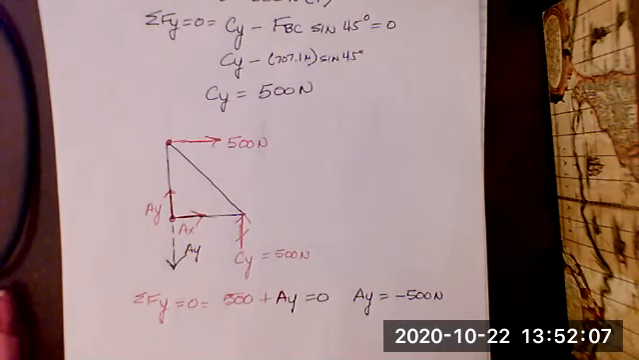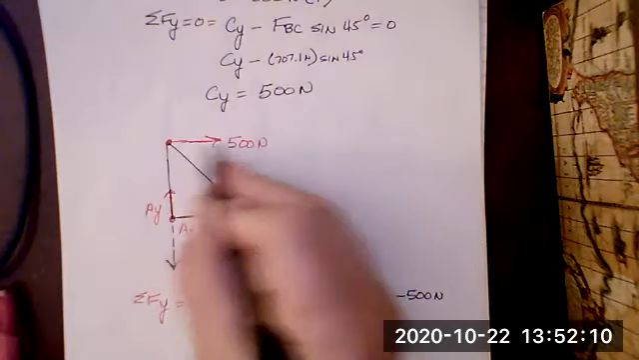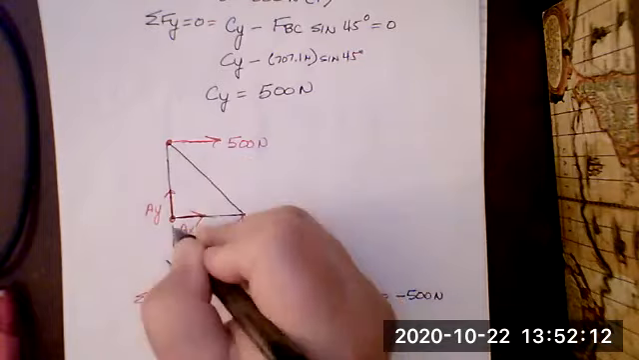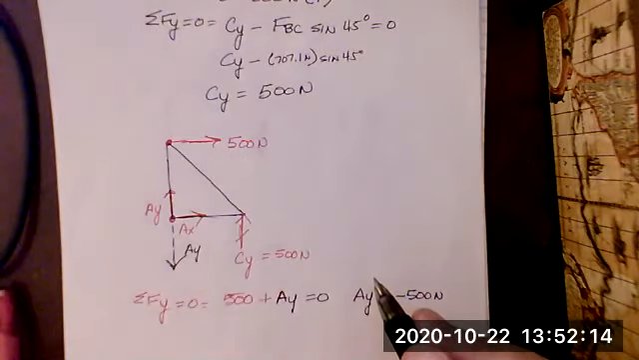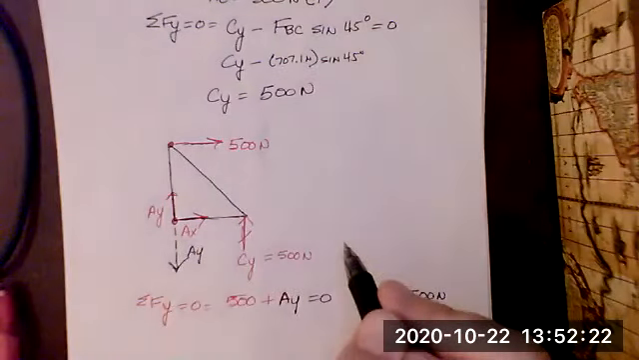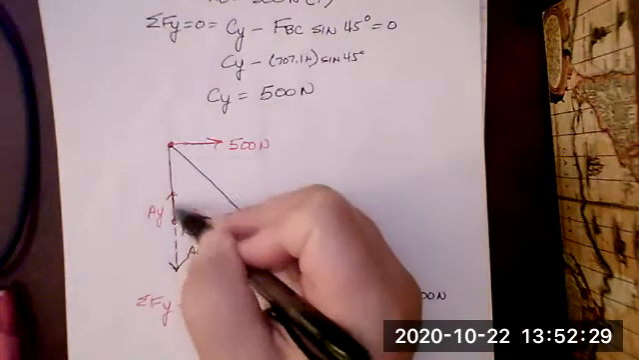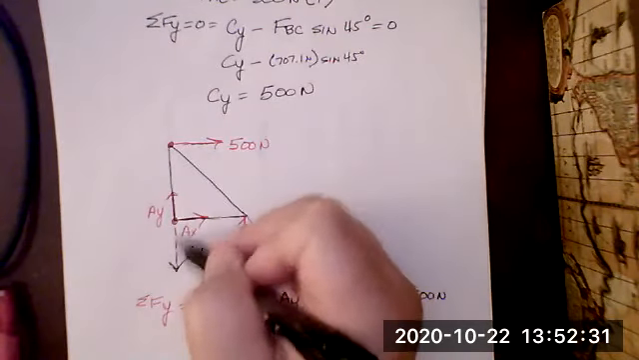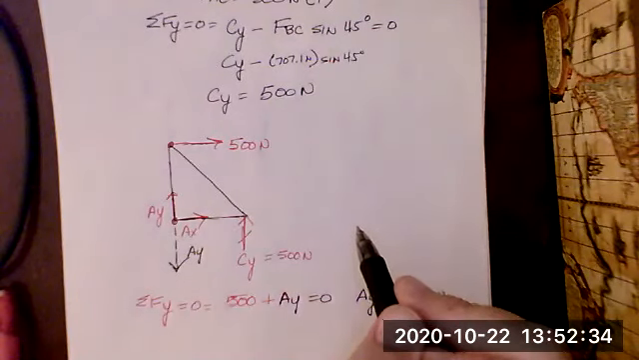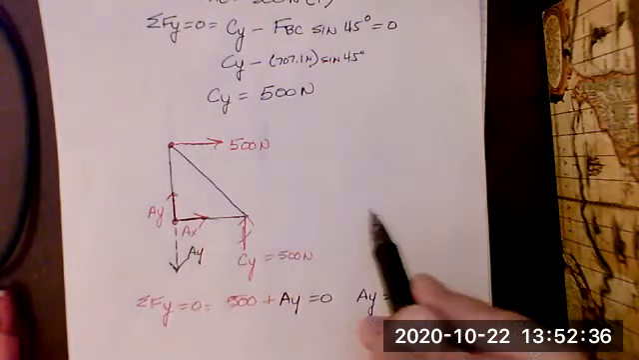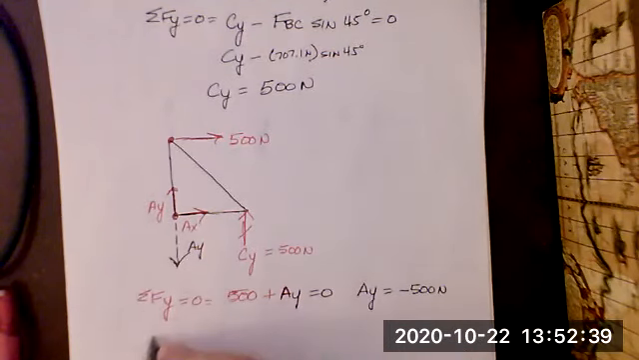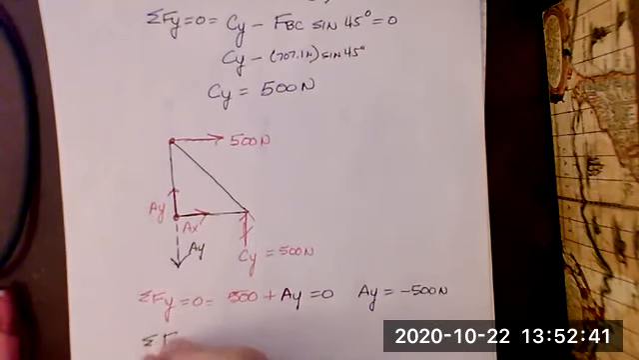Now think about that for a minute. Does it make sense? If you're pulling here, isn't this one going to pull back? Yeah. If you're pulling right here with this force, this is going to want to pull back so you don't rip it out of the floor. You see that? And this member's in tension as you pull here, and this is pulling back. This member's in compression.